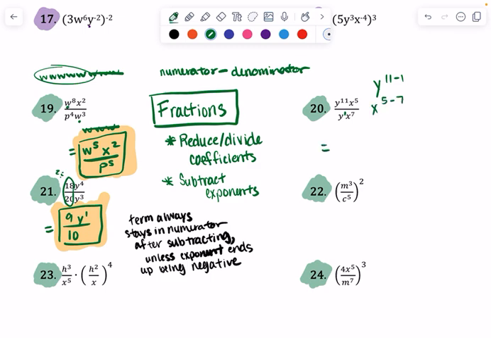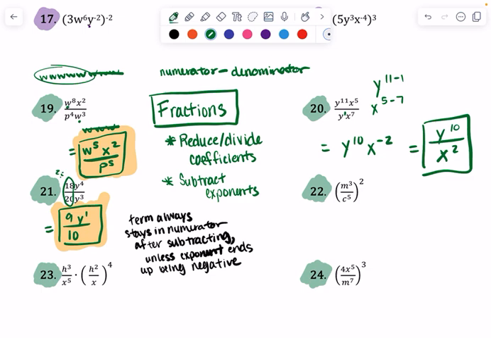So 11 minus 1, 10. 5 minus 7, negative 2. So when you subtract them, we get 1 y term, 1 x term. That's good. That's the goal. We need to fix or move that x term, put that in the denominator. So it'll now be y to the 10th over x squared. When you move it to the denominator, make it positive because that's the whole point.